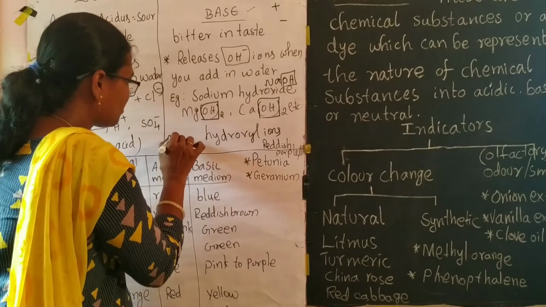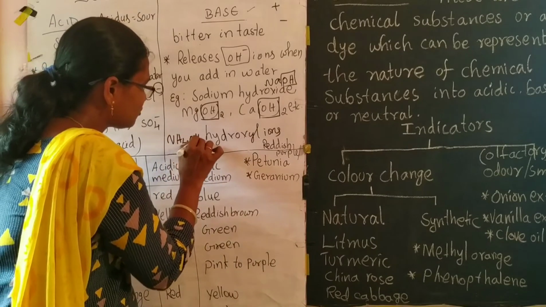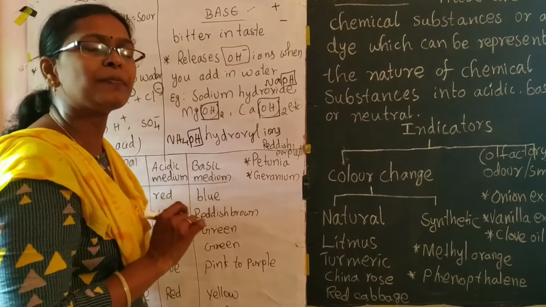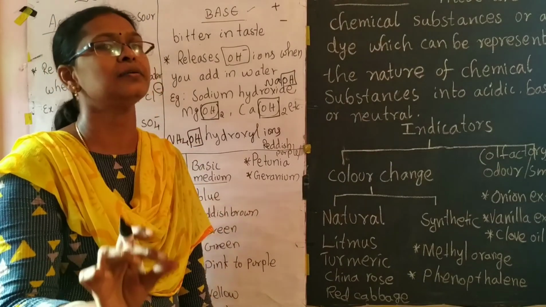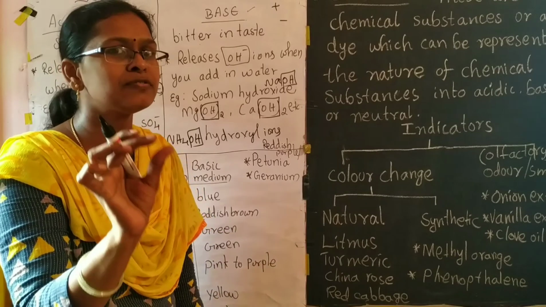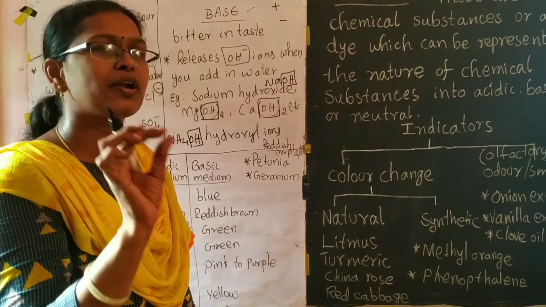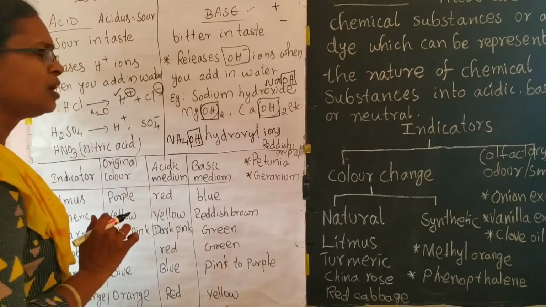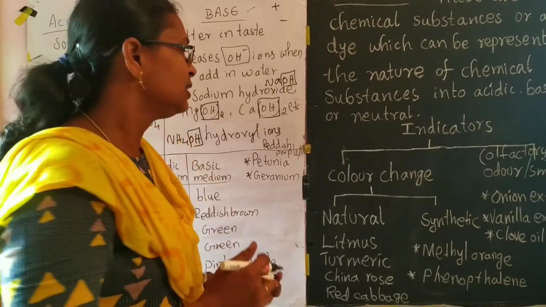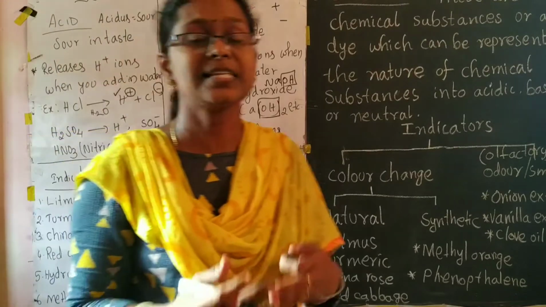And even if you take ammonium hydroxide, NH4OH. The presence of OH minus ions indicates it is a base. The presence of hydroxyl ions, we are calling those compounds bases. Now, how can you find out whether these substances are acidic or basic?